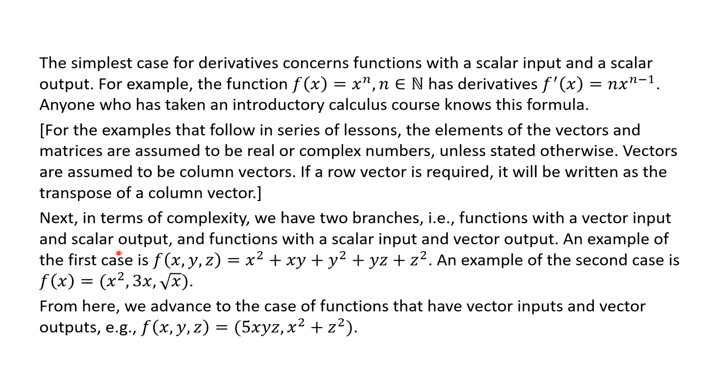Then moving up from this simple case of scalar input, scalar output, we can have functions with vector inputs and scalar outputs, or functions with scalar inputs and vector outputs. And I have an example of each. So here we have f(x, y, z), so there's a vector input, but then the output is a scalar. It's just various products and sums of the inputs. And then another example would be scalar input, vector output, where you have a single input, but then you expand that out to a 3-dimensional vector in terms of its output.